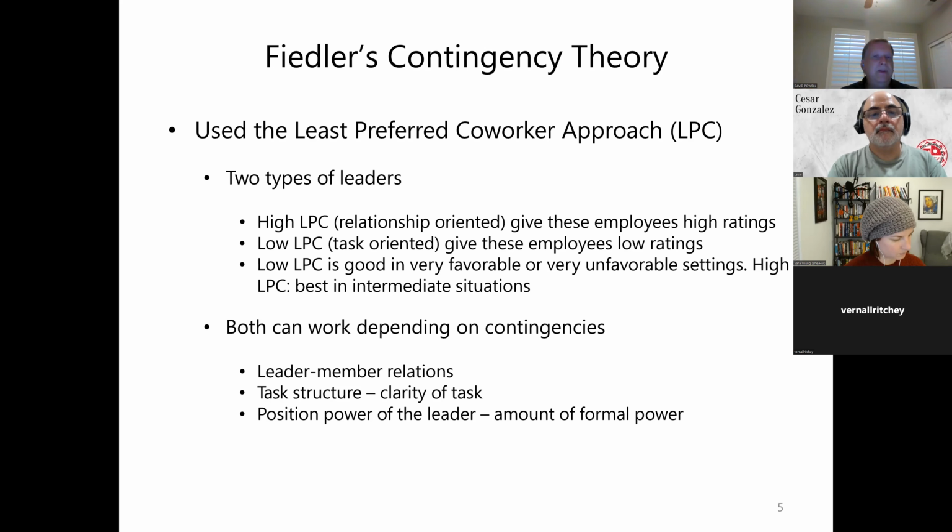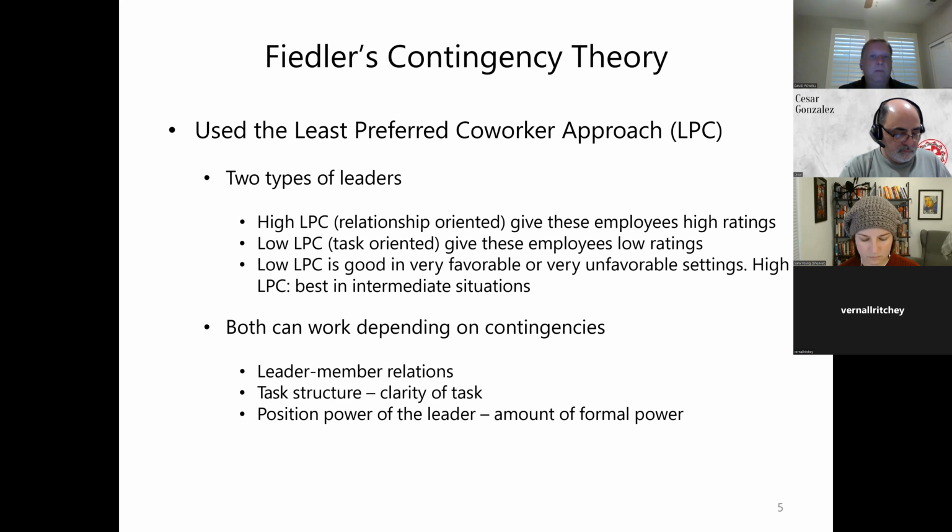Those high LPC types of leaders are your people-oriented, your relationship-oriented types of leaders. They're more concerned about a good relationship than perhaps being concerned about productivity. Those leaders or managers who provide that LPC with a very low rating, those are your low LPC types of leaders. They're very task-oriented, again, falling in line with the Ohio State and the Michigan studies. So are you a high LPC leader? Are you a low LPC leader? Are you relationship-oriented, or are you task-oriented?